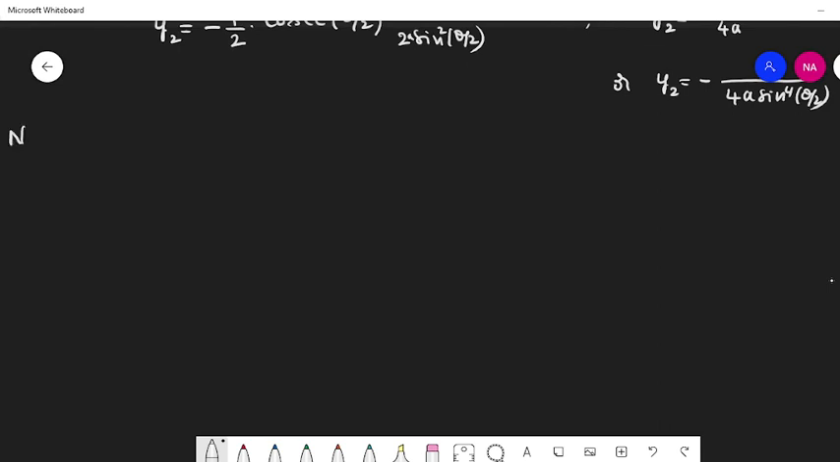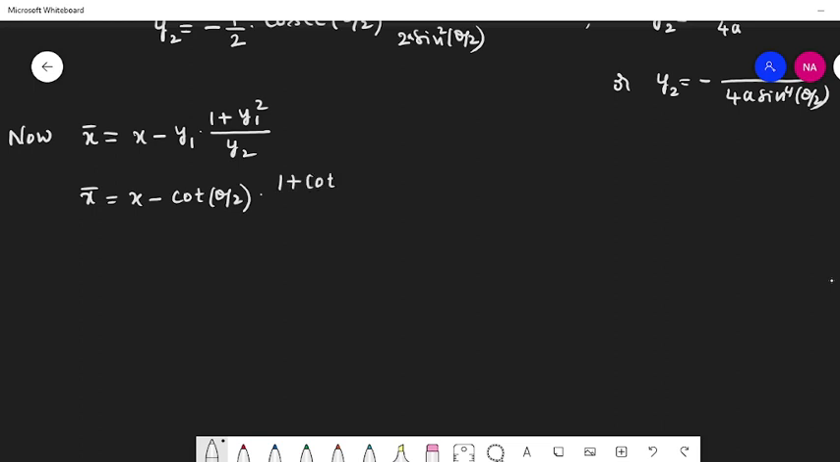Now x bar equal to, I have to write the formula: x minus y1 into (1 plus y1 square) by y2. So x bar will be x minus y1 into (1 plus y1 square) divided by y2. So what is y1? Cot of theta by 2, right? So x minus cot of theta by 2 into 1 plus cot square of theta by 2, divided by y2. y2 is minus 1 by 4a.